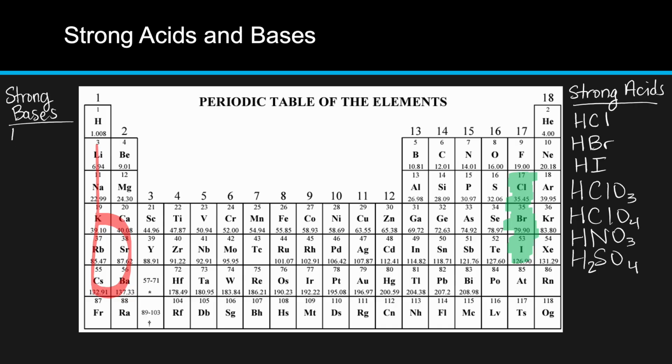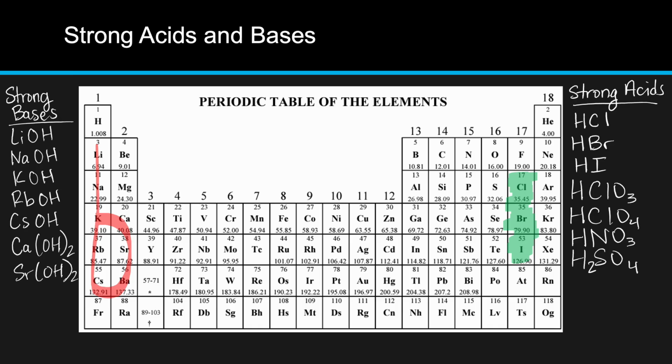Your group 1 metals obviously only form a +1 charge, so they only need 1 hydroxide attached. But our group 2 elements have a +2 charge, so we need 2 hydroxides attached. So all of our group 1 strong bases will end in OH, and all of our group 2 strong bases will end in 2 OHs. And those are your 7 strong acids and your 8 strong bases.